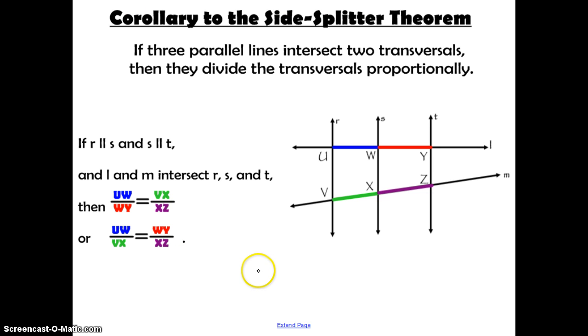The corollary to the side splitter theorem states that if three parallel lines intersect two transversals, then they divide the transversals proportionally. So if we have R is parallel to S and S is parallel to T, and then we have this line L and M that intersect all three of those lines, we actually end up with two different proportions. UW over WY is proportional to VX over XZ, or you can say that UW over VX is proportional to WY over XZ.